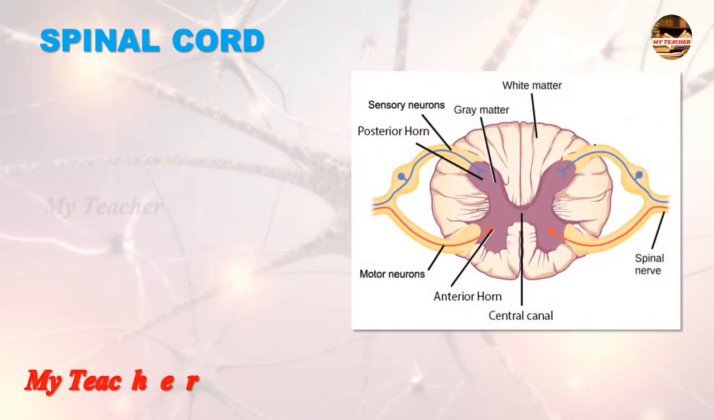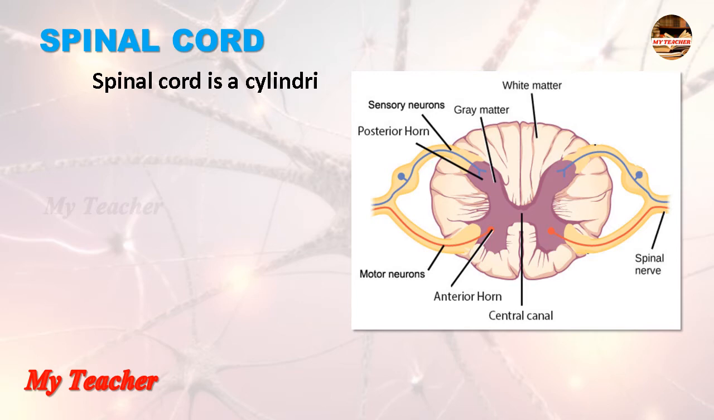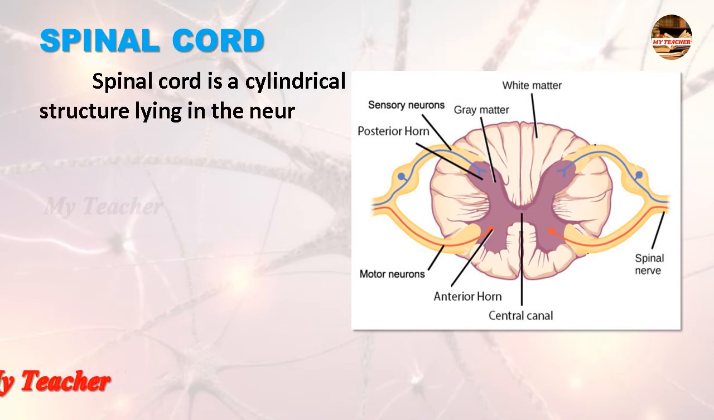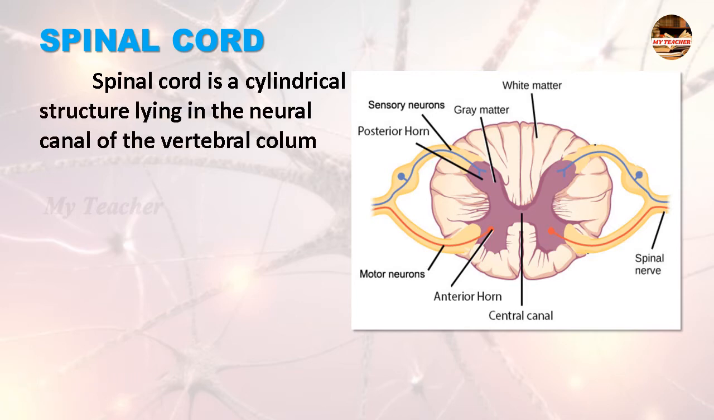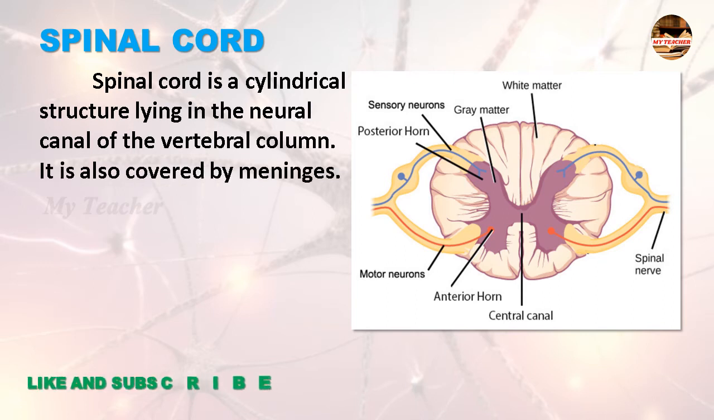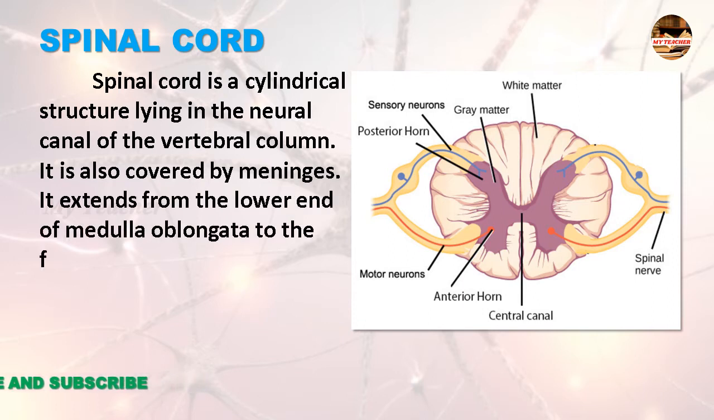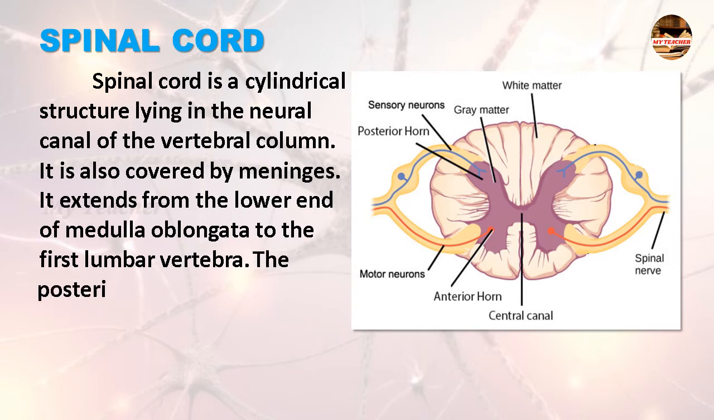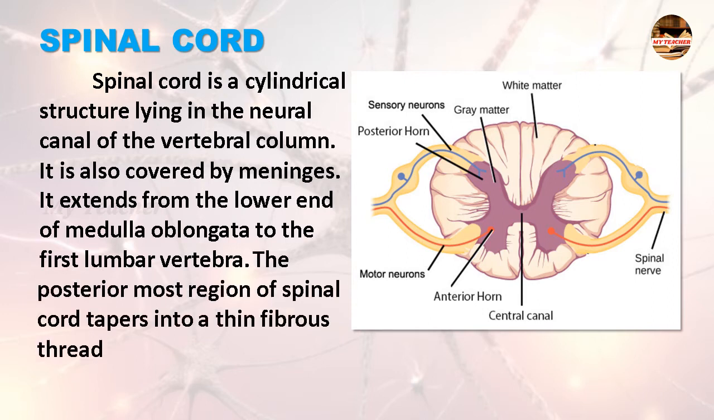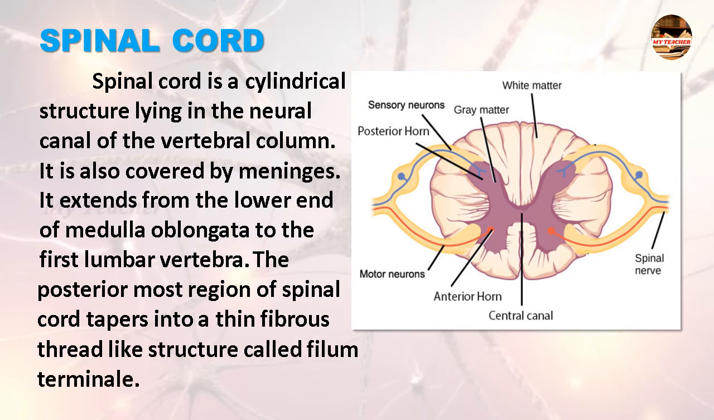Spinal cord. Spinal cord is a cylindrical structure lying in the neural canal of the vertebral column. It is also covered by meninges. It extends from the lower end of medulla oblongata to the first lumbar vertebra. The posterior-most region of the spinal cord tapers into a thin fibrous thread-like structure called filum terminale.